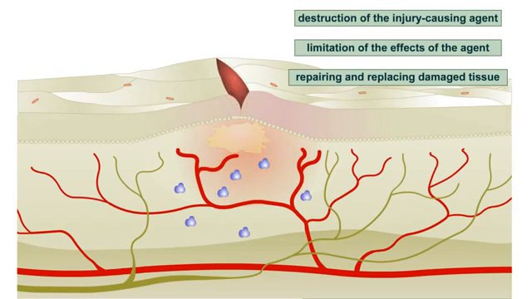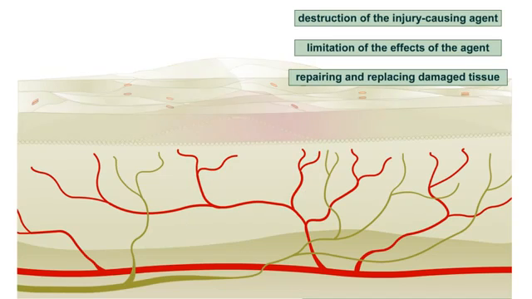Even if destruction of the injury-causing agent is not possible, inflammation helps to limit the effects of the agent by confining the agent and its byproducts to the site of injury. This is accomplished through the clotting that occurs during tissue repair.